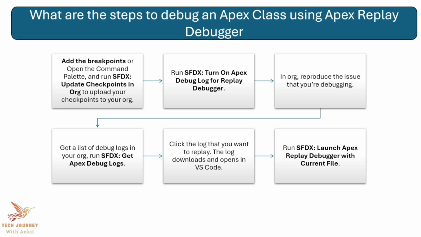Now, these are the typical steps involved whenever you are debugging an Apex class. The first step is to add the breakpoints or the checkpoints, whichever you want. In case you are adding a checkpoint, you have to update the checkpoints into the org as well by running the command SFDX update checkpoints in org. Next, you have to turn on the Apex Replay Debugger. Once you turn it on, the Replay Debugger will be on for the next 30 minutes.